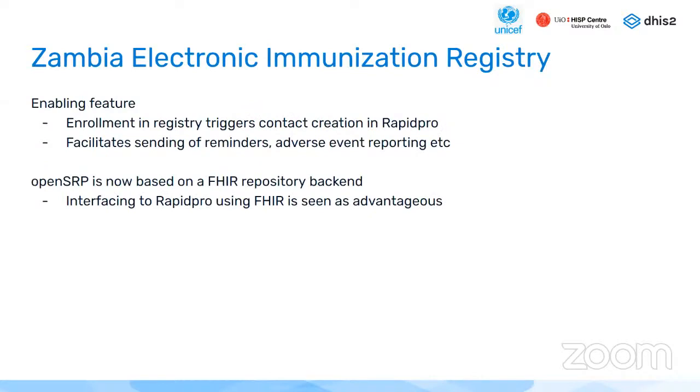From the Zambia Electronic Immunization Registry, what emerges, I guess, is that it's a kind of enabling feature. If you think of stuff which is additional or different to what we've done here, it's that enrollment in the registry triggers some kind of contact creation in RapidPro. And that's really the thing which then allows or facilitates sending of reminders, adverse event reporting, or whatever.